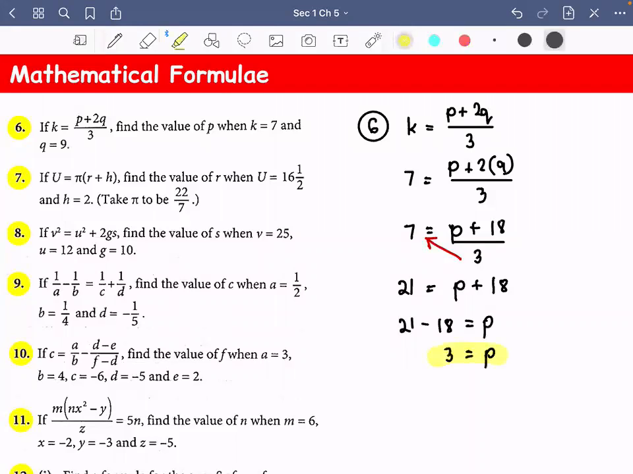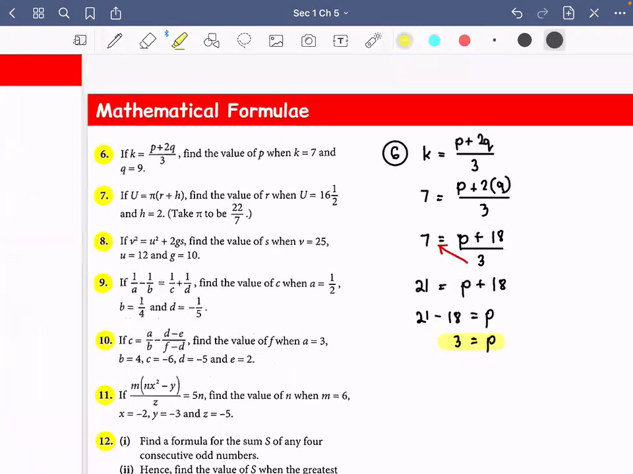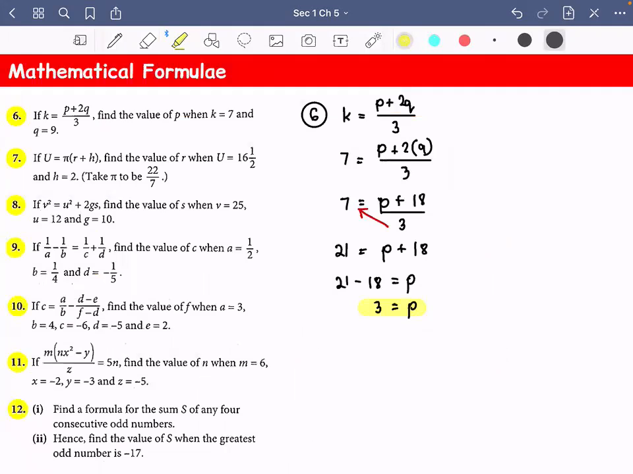Okay. So that's your answer for number 6. Do you have any question with number 6? Second one? No question? Number 6? Okay. So let's have number 9. Okay, let's do number 9.